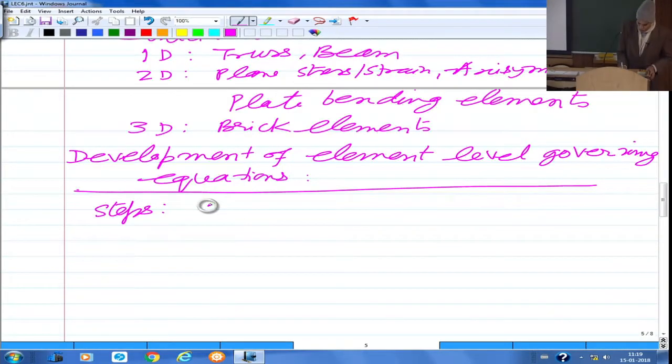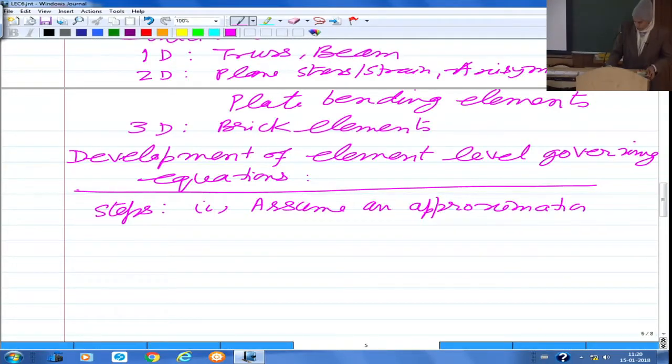Then the first step here is to assume an approximate solution for the dependent variable. This is valid within the element, that is, within a subdomain. So the first step is to assume an approximate solution. Now when you do this, what are the requirements? We talked about the requirements of an approximate solution in the approximate analytical solutions itself, so most of those are applicable here. So the first thing is the differentiability requirement.